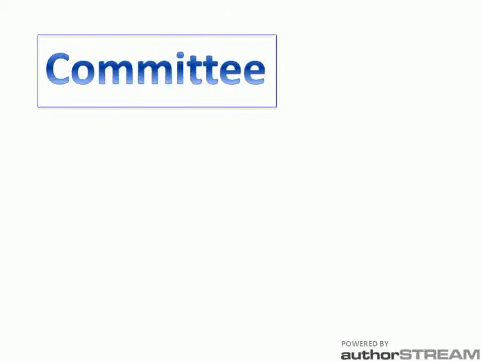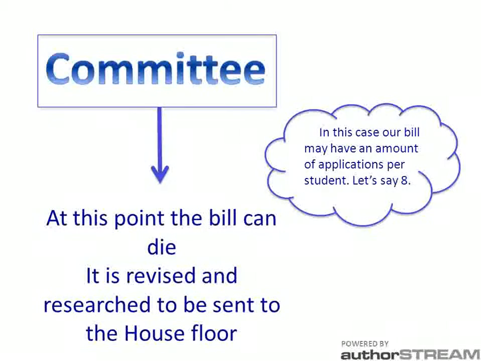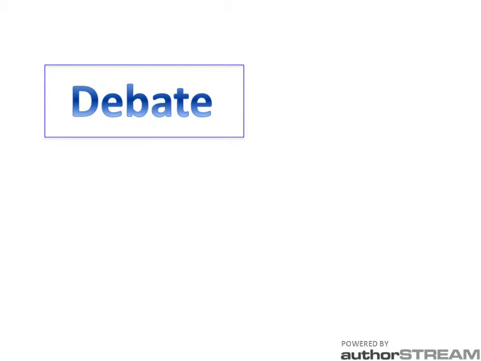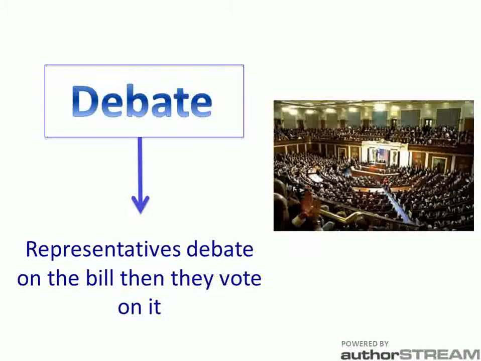The members revise the bill and then vote on it. If it is approved, it is sent to the House floor, where the representatives debate it. In the case of our hypothetical bill, we'll say that it's going to have an amount of applications per student, and we'll say 8. Now that the bill is on the floor for debate, the representatives discuss the pros and cons and why the bill should be passed. They make the necessary changes and then they vote on it.